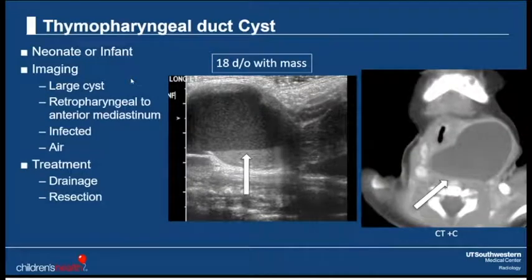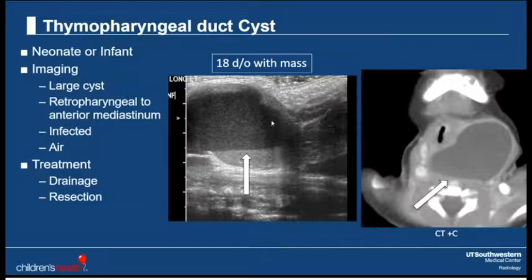A neonate or infant presents with a large cyst, retropharyngeal superiorly, and then extends into the more anterior mediastinum. They are commonly infected with fluid levels, and air may be present but is rare. Treatment includes drainage and resection, and again, resection of the entire duct extending to the piriform sinus.